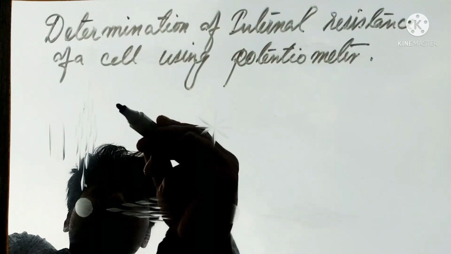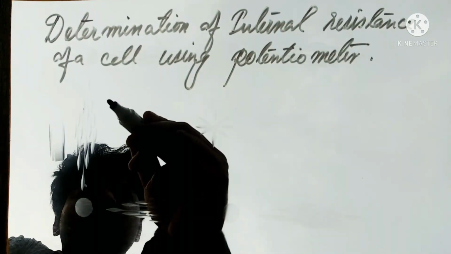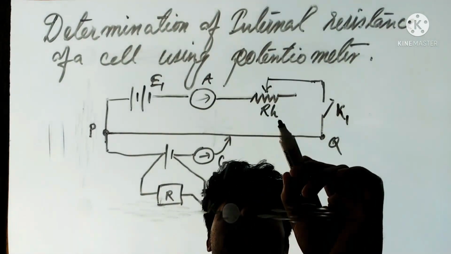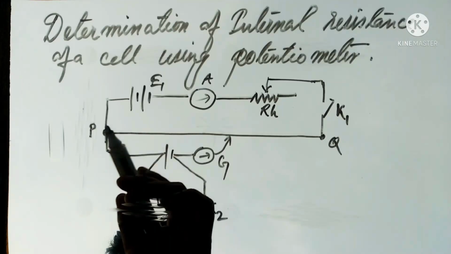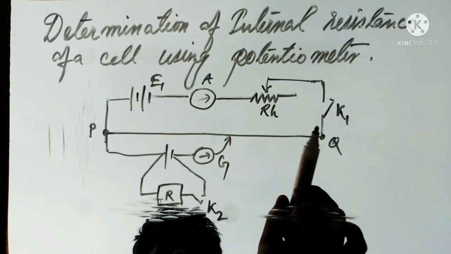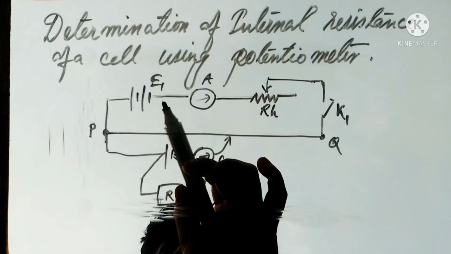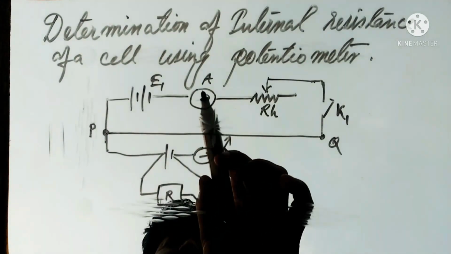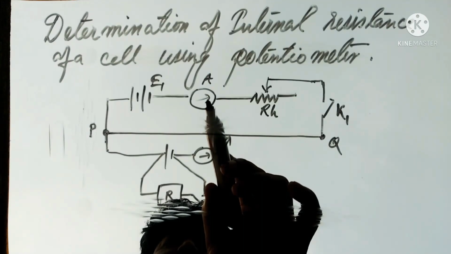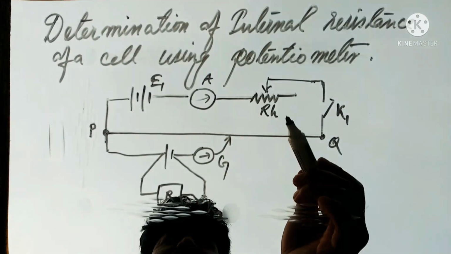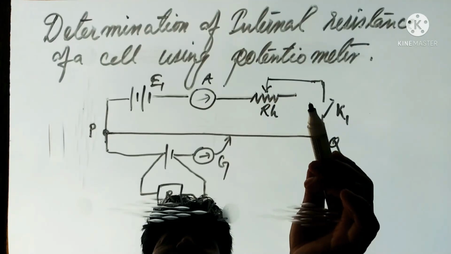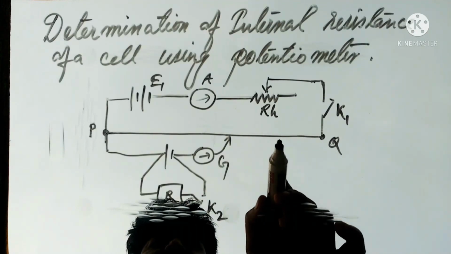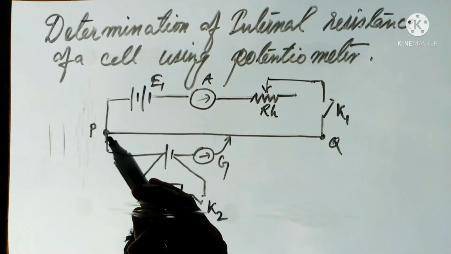Now to understand it, let me draw the circuit diagram. In the circuit diagram I will explain each component clearly. So E1 is the cell which will flow the current in the whole circuit. E1 is the battery. A is the ammeter which will measure the current in this circuit. RH is the rheostat which can control the current. K1 is the key. PQ is the resistance wire made up of manganese or constantan.